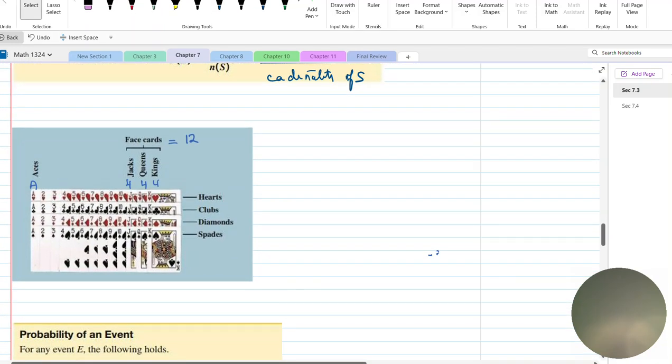So here we have an enclosed, in case you're not familiar, a deck of cards. This is a deck of cards. And I'm going to stop right there. I'll start right here on part B.